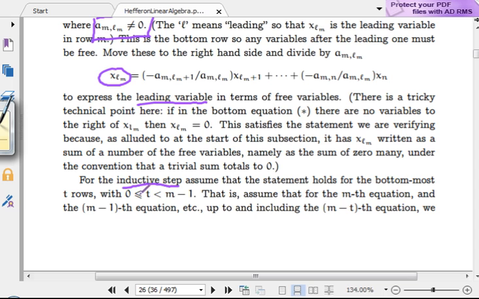Now, I think there's a little mistake here in the textbook. Instead of this being 0 less than or equal to t less than or equal to m minus 1, this should be a 1 here. Okay, and this should be an equal then.